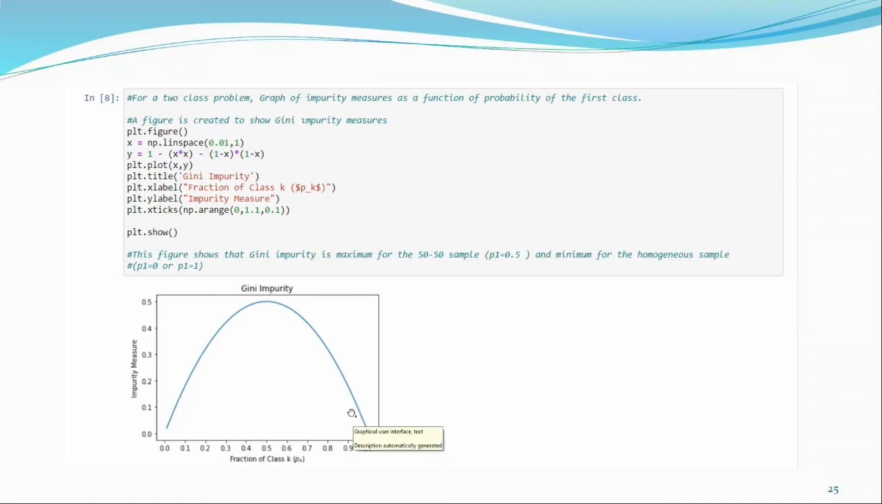If the probability is 0, that is, the data belongs to the no class, then we have Gini impurity 0, and if the data belongs to the yes class, then the impurity is also 0. That is, the Gini impurity is minimum for a homogeneous sample, that is, with probability equal to 0 or probability equal to 1.